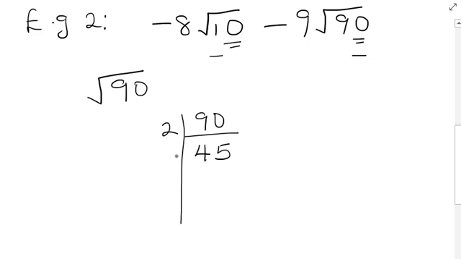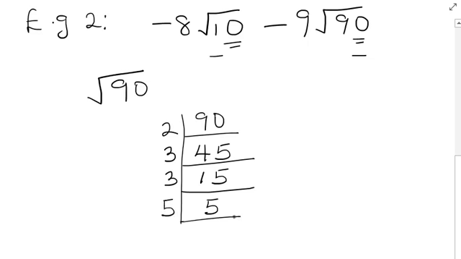We now move to the next number, 3. Will 3 go in 45? Yes. So 3 in 45, that's 15. Will 3 go in 15? Yes. So 3 in 15, 5. Will 3 go in 5? No. Will 4 go in 5? No. Will 5 go in 5? Yes. So that would be 1.